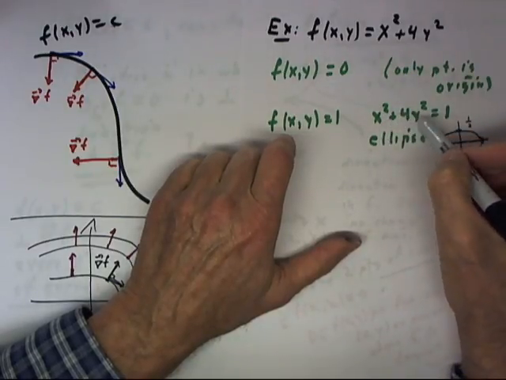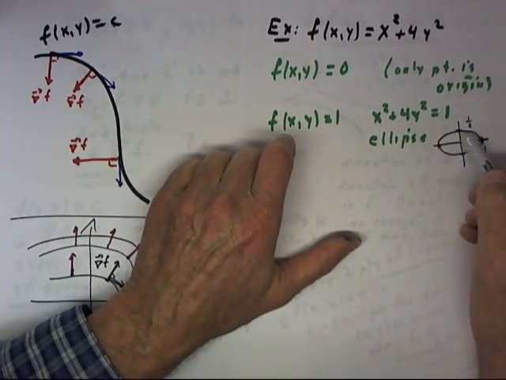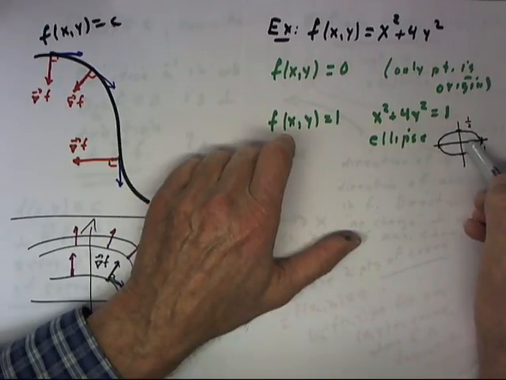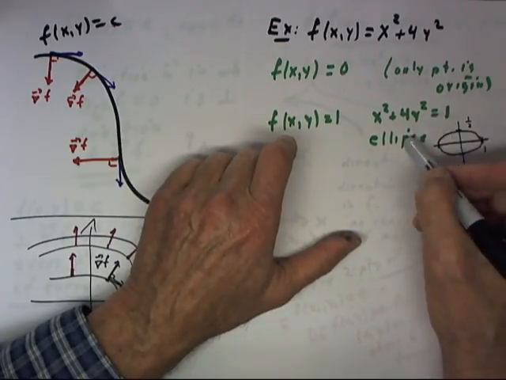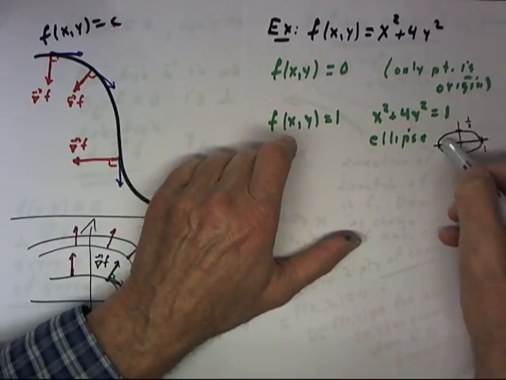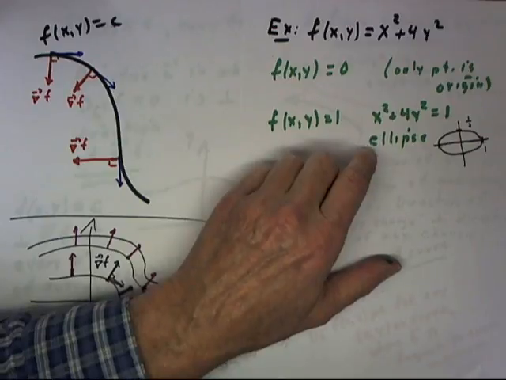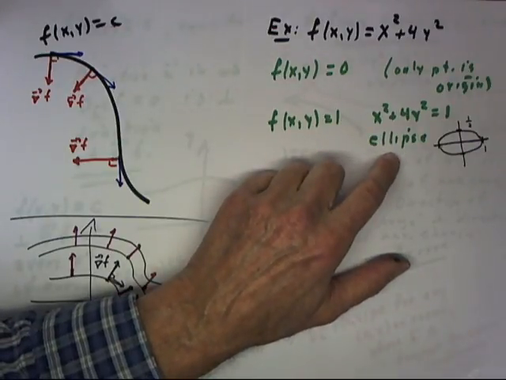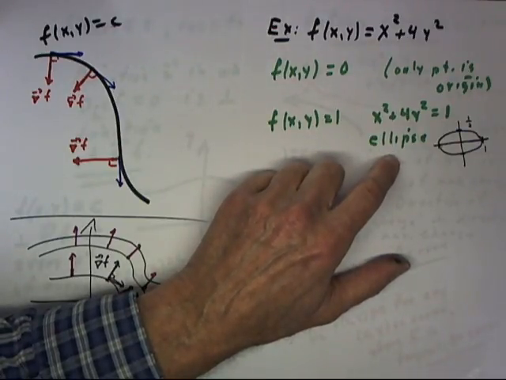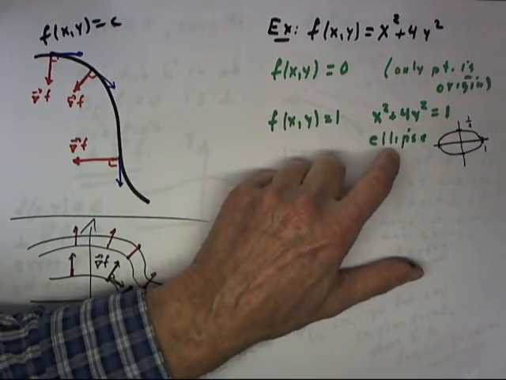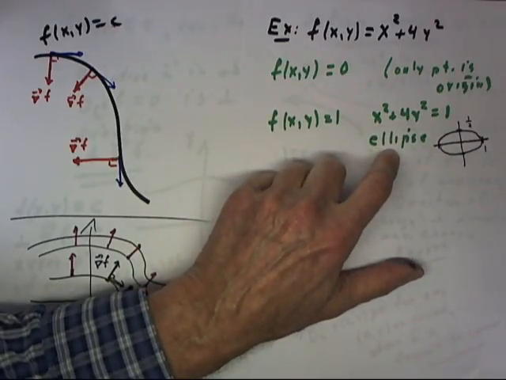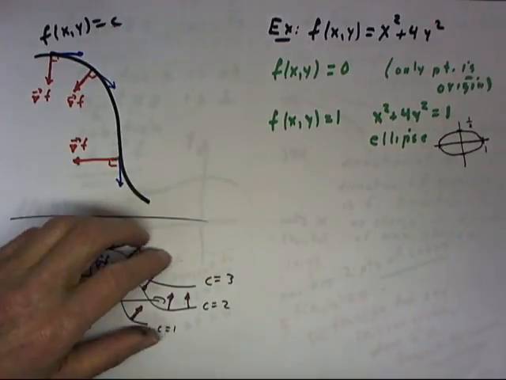f of x, y equals 1. Well, that's straightforward. That's just an ellipse with a major axis of 1 in the x direction, minor axis of 1/2 in the y direction. And I'm not going to work out the details of how we get that ellipse. This is something we've seen repeatedly by this point in the course. So if necessary, review your conic sections, but it's straightforward to determine that this is the ellipse that I've sketched here.